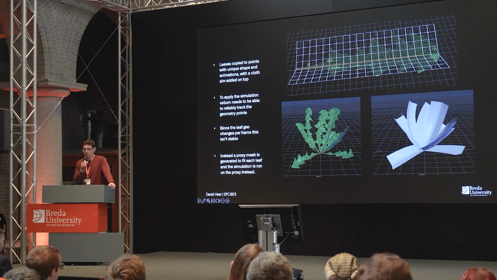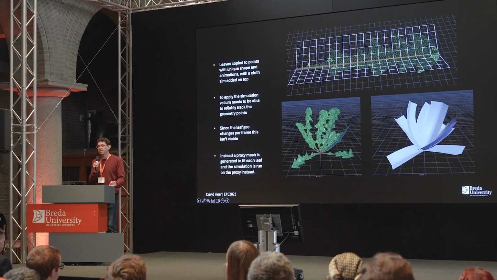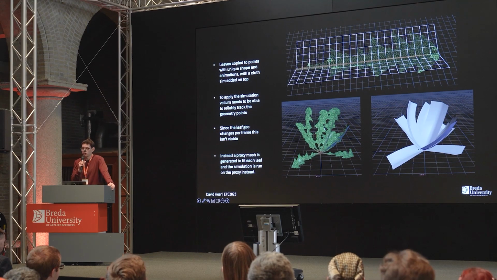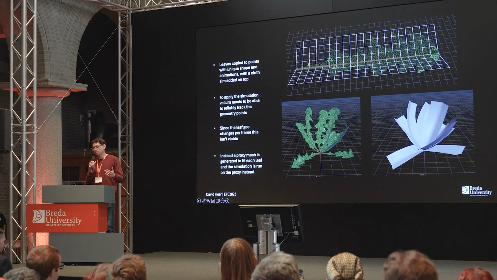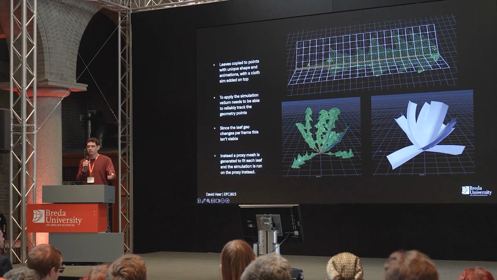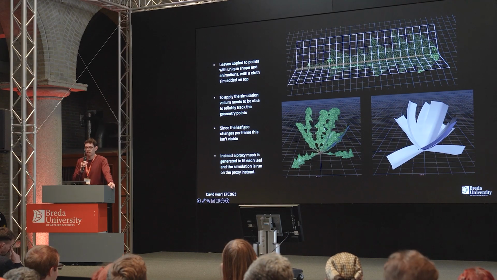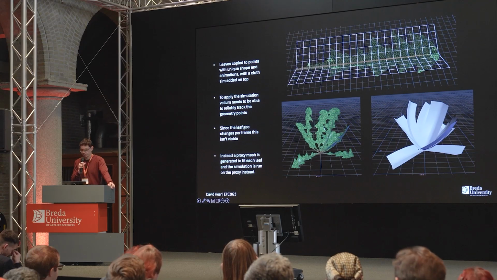At this point, all the leaves are still intersecting each other. In order to solve this, I opted to go with a vellum cloth simulation on top of the animation that I had made. Since the leaves themselves have inconsistent topology, I needed to generate a proxy for each leaf instead and run the simulation on this.